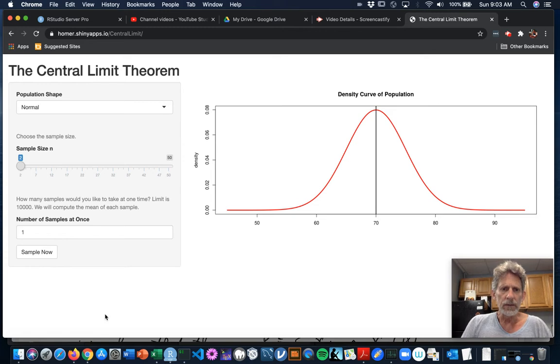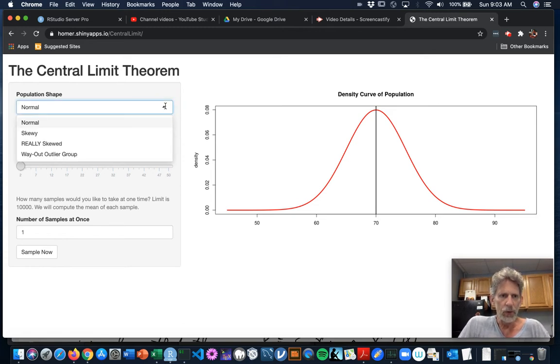Okay, so here's the situation. You get to choose between 4 populations. So imagine 4 big populations, and each of them has a different shape. And when you pick an item from such a population and measure your item, you get a random variable, okay?